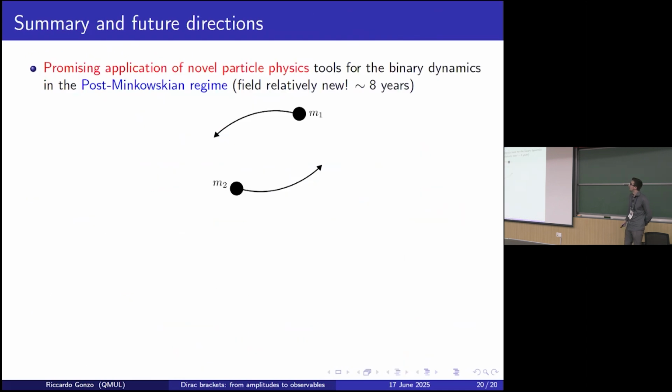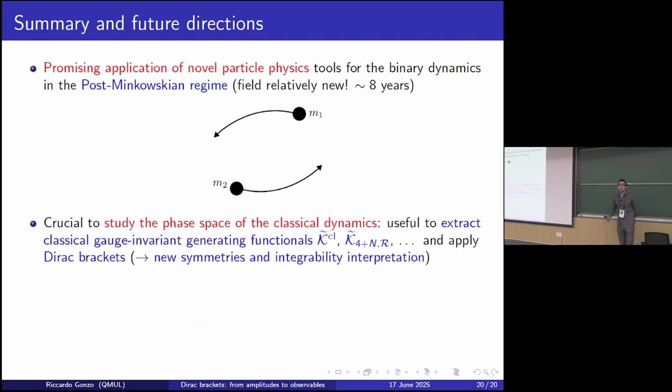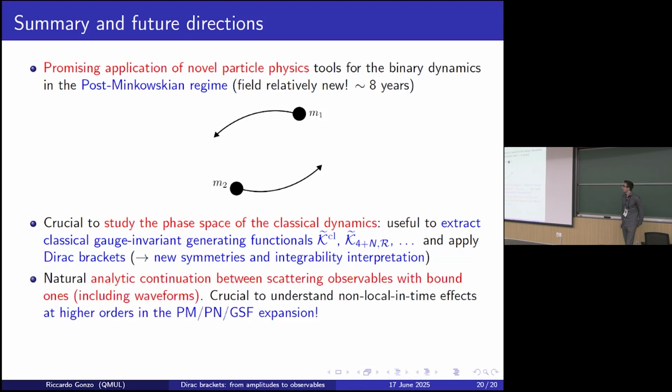I conclude. I think there's a promising application of particle physics to binary dynamics, relatively new, in the past 8 years. I think it's crucial to study the phase space of classical dynamics and extract the gauge invariant generating functional. From this object, you apply the brackets, and you get impulse, spin kick, impact parameter shift, everything with simple brackets once you know the generating functionals. So it's very powerful, I think. There are new symmetries, integrability, interpretation.